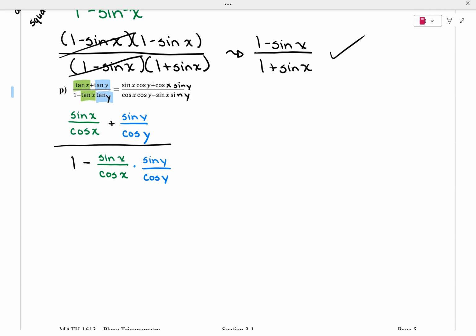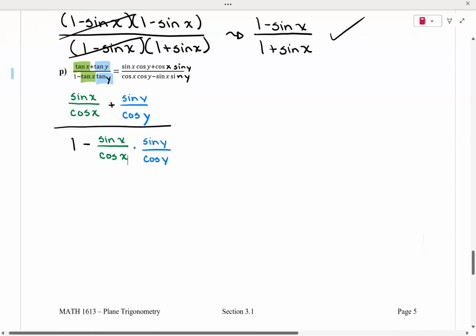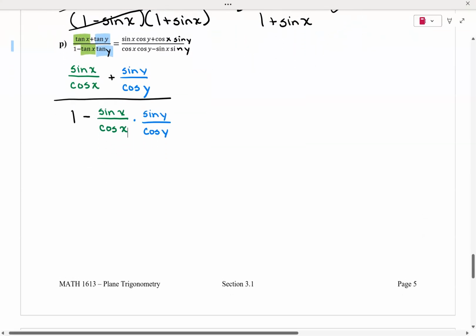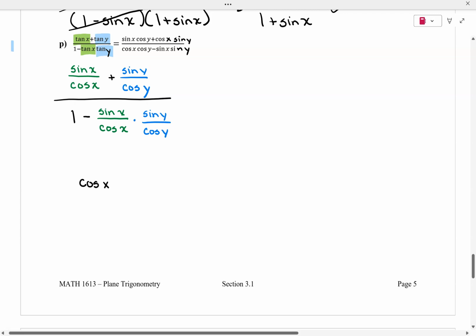Oh gosh, okay, so let's see what we got going on here. Definitely need to get some common denominators. So, looks like our first common denominator is going to be cosine of x cosine of y.